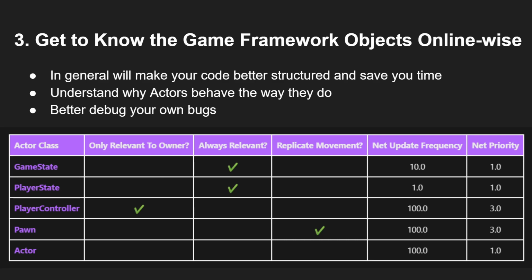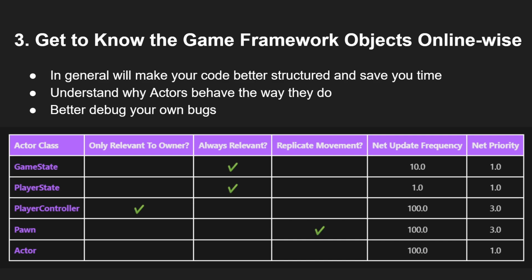And for this simple reason, you could also notice that they have a low net update frequency and net priority, which means they will be checked less for replication. That's really reasonable, considering the fact they're always relevant. It wouldn't make sense for these values to be really high, like their counterparts.